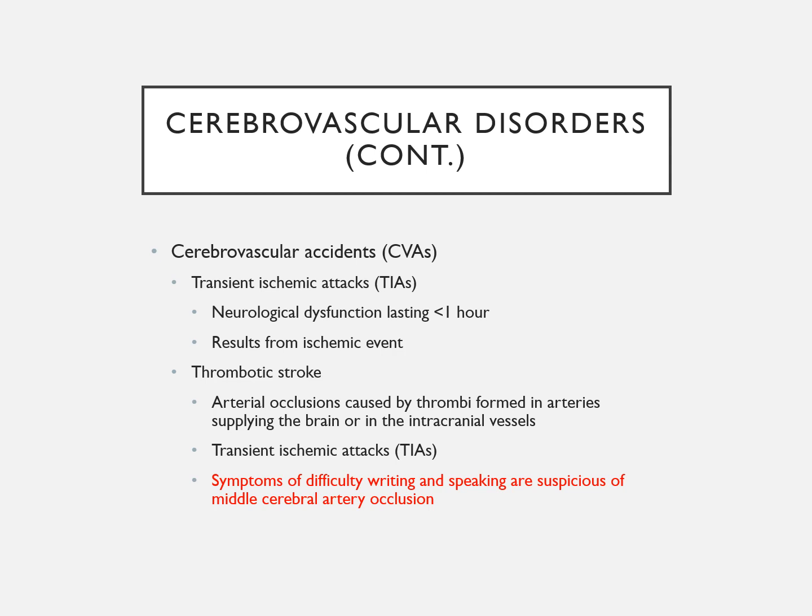Thrombotic stroke is an arterial occlusion caused by thrombi formed in the arteries supplying the brain or the intracranial vessels. Transient ischemic attacks. Symptoms, difficulty writing and speaking, are suspicious of middle cerebral artery occlusion.